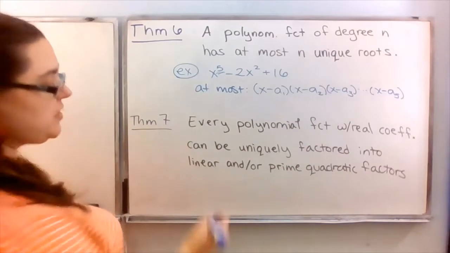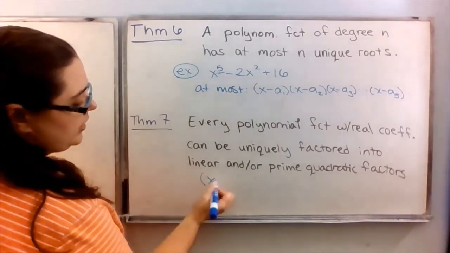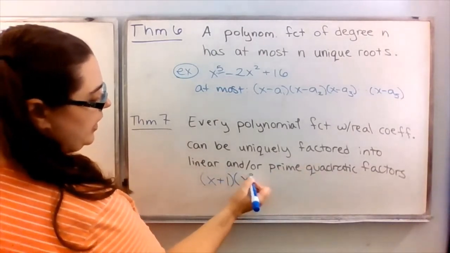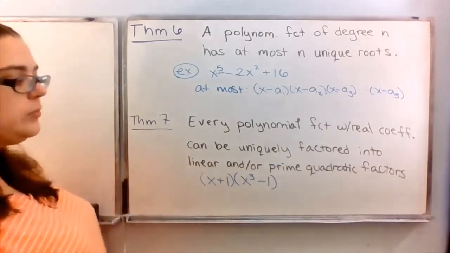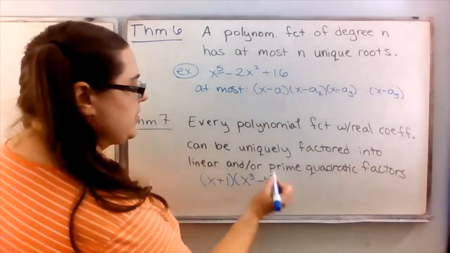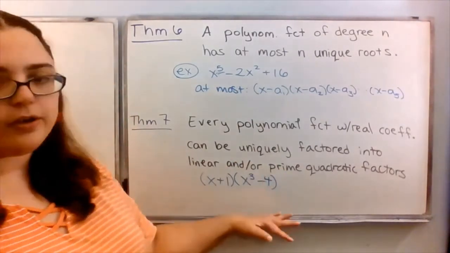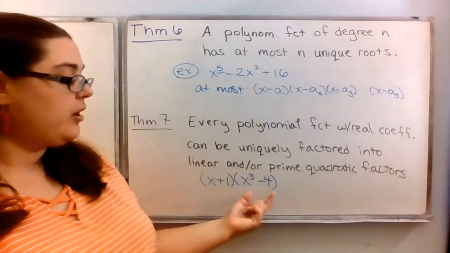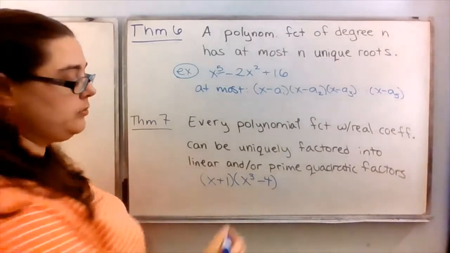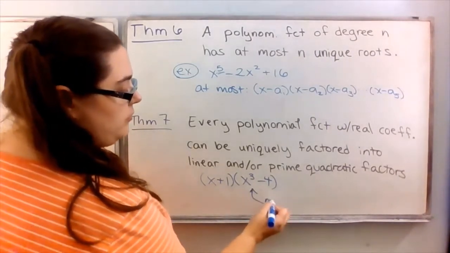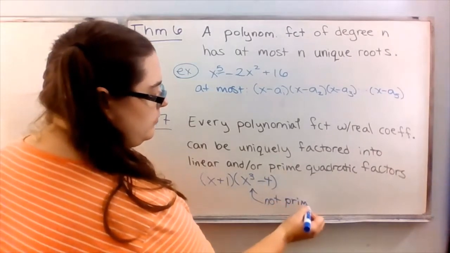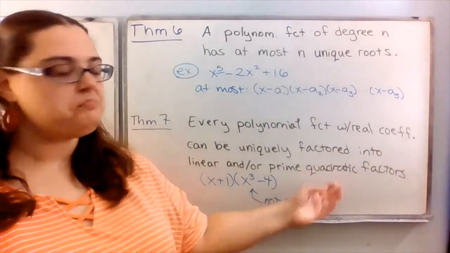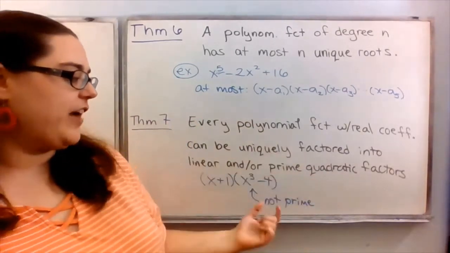So for instance, if I have something like x plus 1, and I'm continuing to factor something, and I end up with x cubed minus 4, what Theorem 7 is saying is that I'm not done factoring. I have a linear factor, but this cubic can be factored more. So this is not prime. And I know it's not prime because it's not quadratic, it's not degree 2. So this theorem says we can keep on factoring this.